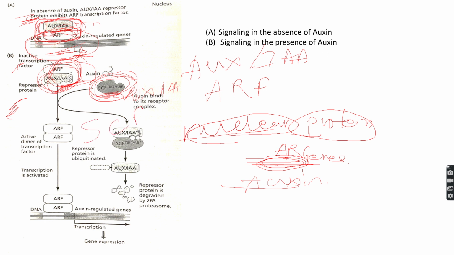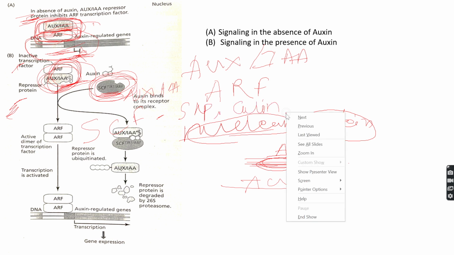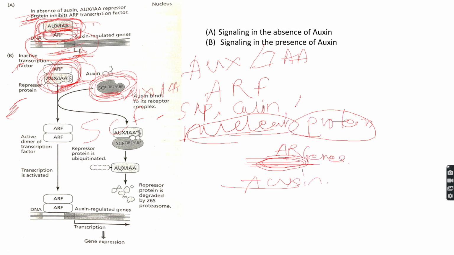This SCF is SKP, Cullin, F box complex. This is SKP, C for Cullin and F for F box protein. So this is SCF protein complex.